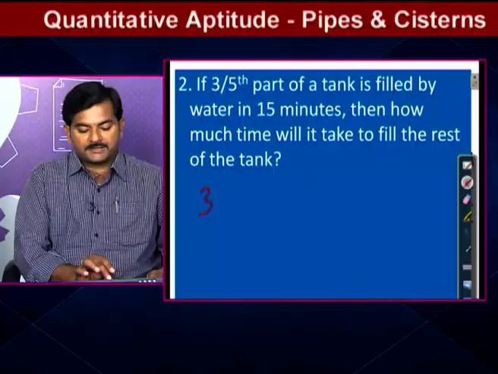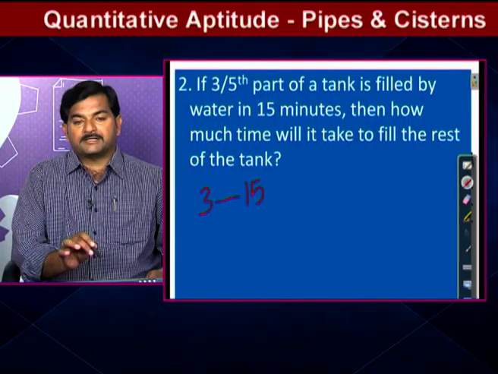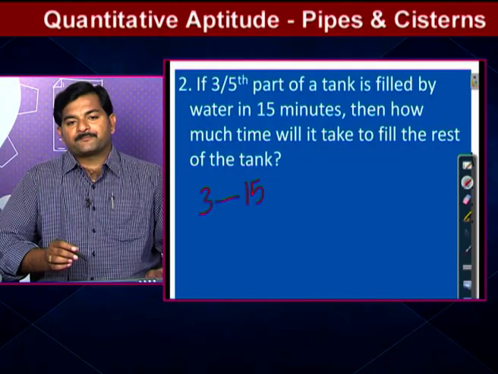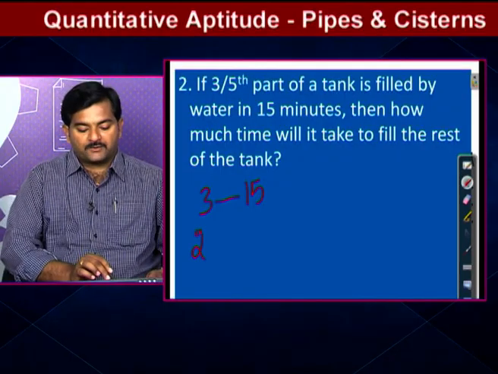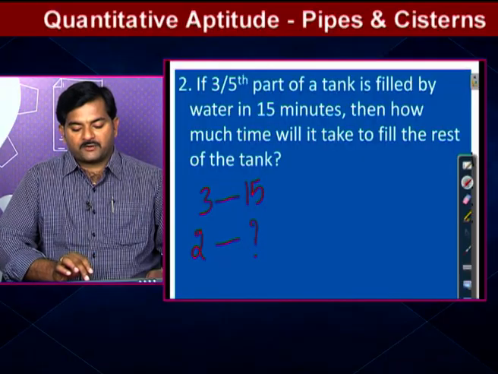So he asked you to find out the rest of the tank. Out of 5 parts, 3 parts are filled. Remaining how many parts are there? 2 parts are there. So simple question. By using the unitary method you can solve, or simply we can do it here itself. 3 parts of the work can be filled in 15 minutes. Then remaining, how many parts are there? Simply 2 parts. So 2 parts can be filled in how many minutes?